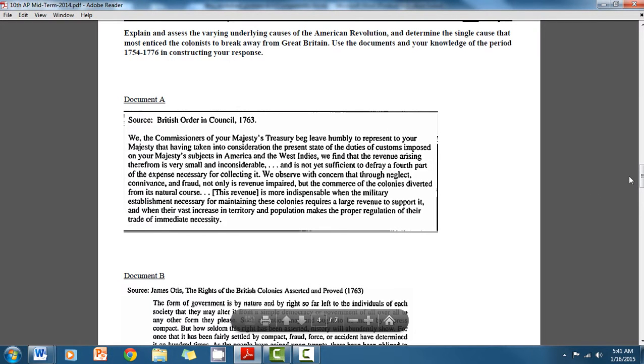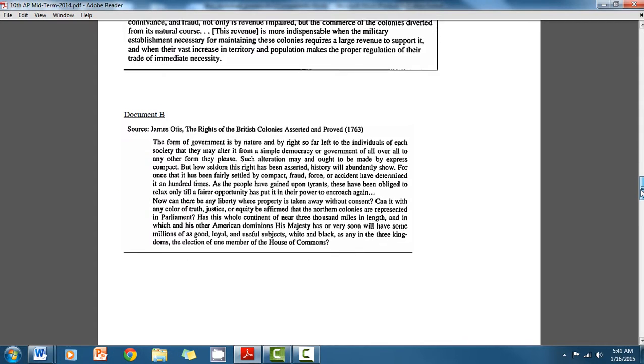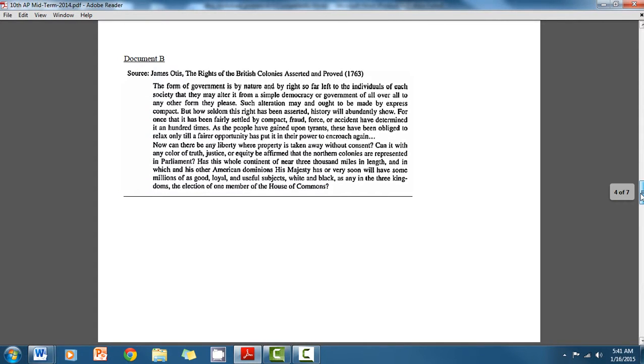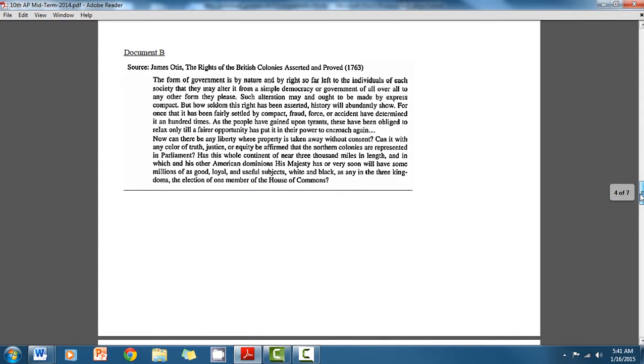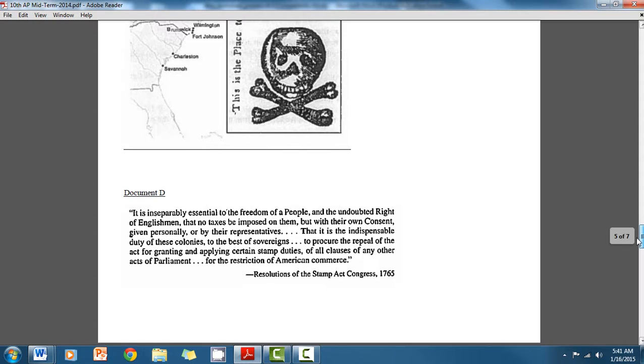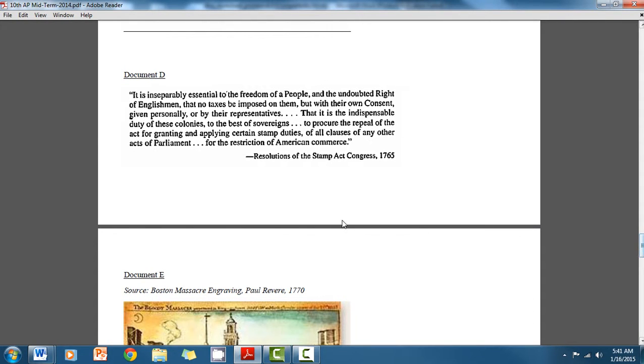So when you go back to documents B and D, one is from James Otis, and he's talking about the rights of British colonies, and particularly they don't have representation in Parliament. And then document D, we see the same reference. One of the reasons used when the resolutions of the Stamp Act Congress were crafted was this idea that government is only legitimate if the people who are governed give their consent, and also by their representatives.